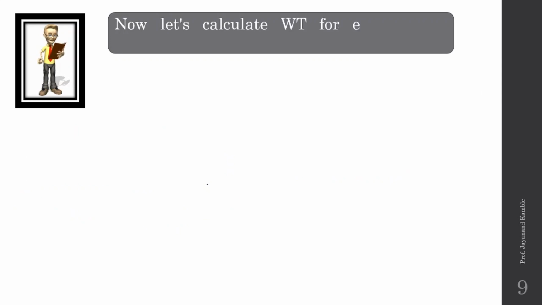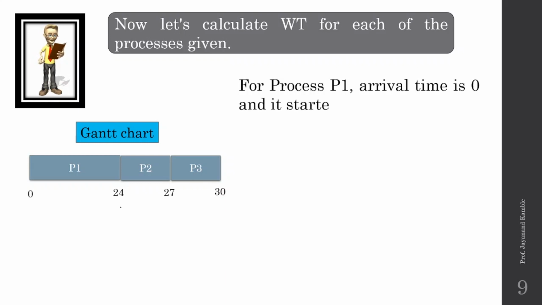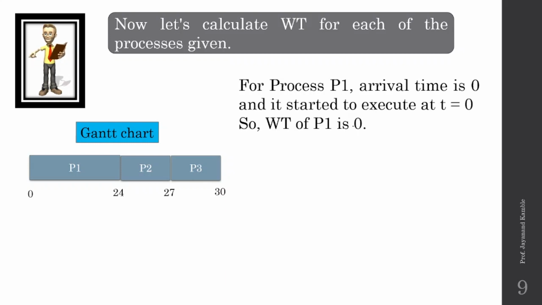Now let's calculate the waiting time for each of the processes. We have seen the turnaround time, now the waiting time. The same Gantt chart we will be using here. For process P1, the arrival time is 0 and it started at 0. So the waiting time for process P1 is 0, that is starting time minus arrival time.